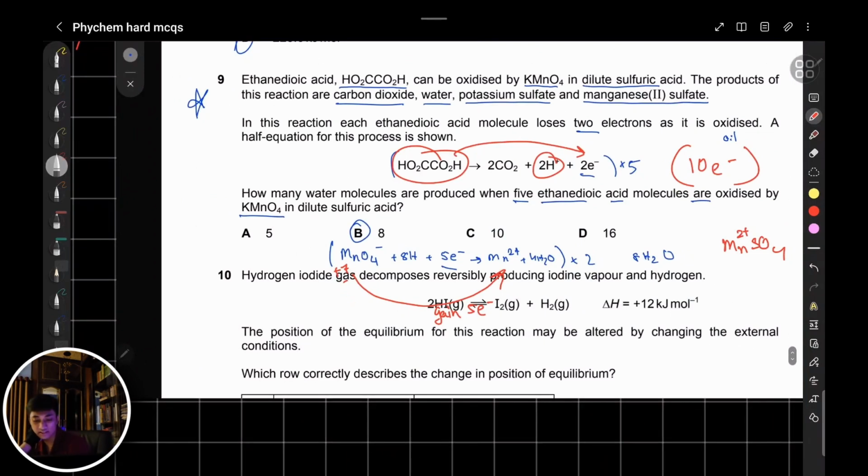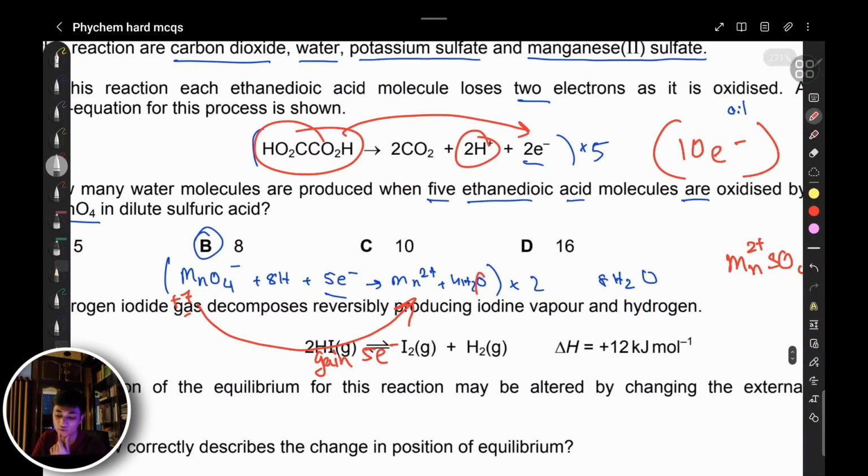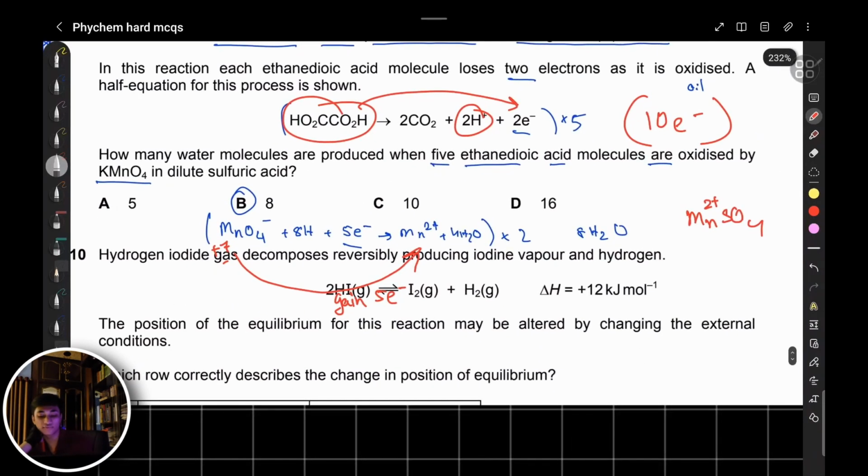Now, if we balance the equation, MnO4 has 4 oxygen atoms on the left hand side. You need 4 oxygen atoms on the right hand side. So you add 4 moles of H2O. Since you have added 4 moles of H2O, you need 4 times 2, 8 moles of hydrogen ions on the left hand side. So 8H plus. So if we do that, we're going to be left with 4 moles of H2O.